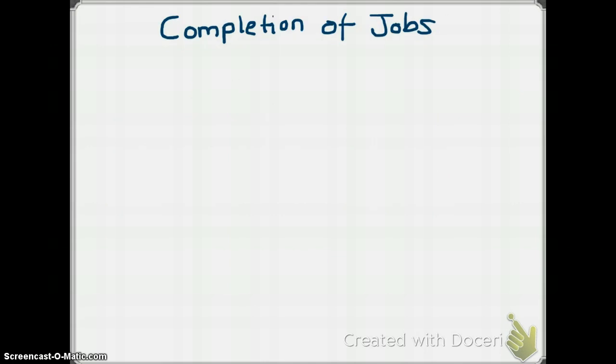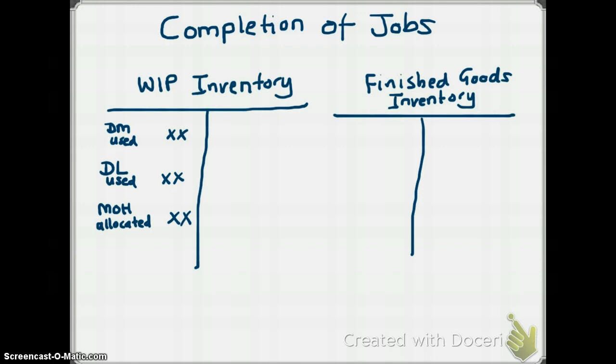Let's take a look at the journal entries when we complete our jobs. The two accounts affected are work in process inventory and finished goods inventory. When we are completed with our jobs, we transfer it out of work in process inventory to our finished goods inventory. So what you would do is you would debit your finished goods inventory for the cost of goods manufactured, and you'd credit your work in process inventory for the cost of goods manufactured.